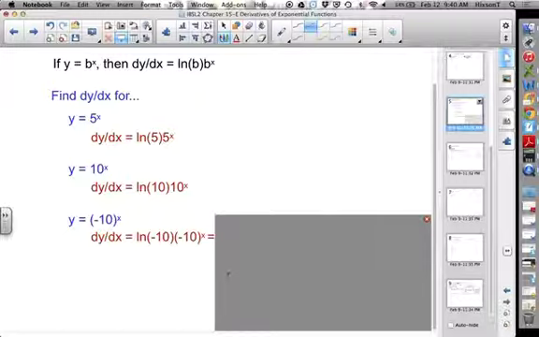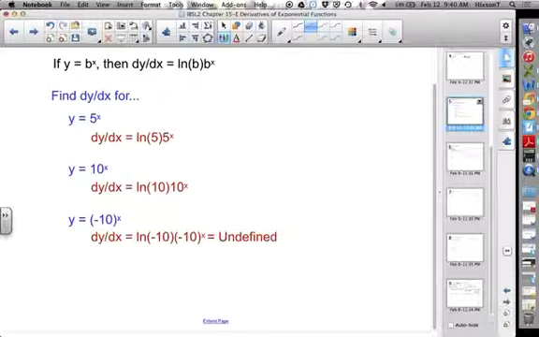Sorry. So, this is undefined. Alright, so our whole derivative is undefined. Okay?